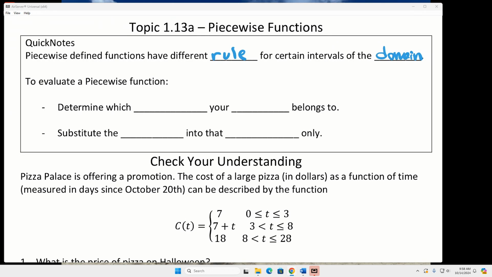So all you have to do to evaluate is determine which interval your input belongs to. All right, so that's just looking at this part right here and deciding if the value you're putting in falls between 0 and 3, or it falls between 8 and 28. So that's all that is, just making a decision about what piece to use. And then you substitute the input into that piece only.